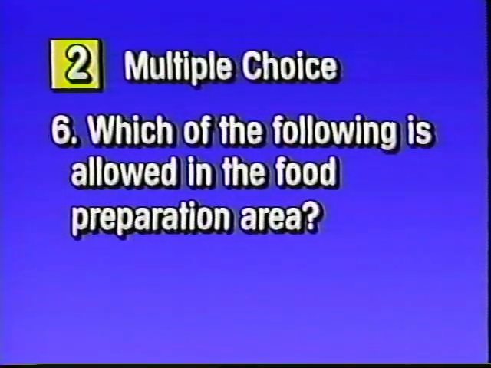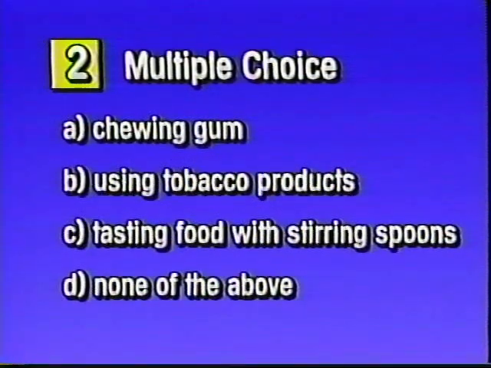6. Which of the following is allowed in the food preparation area? A. Chewing gum. B. Using tobacco products. C. Tasting food with stirring spoons. D. None of the above.